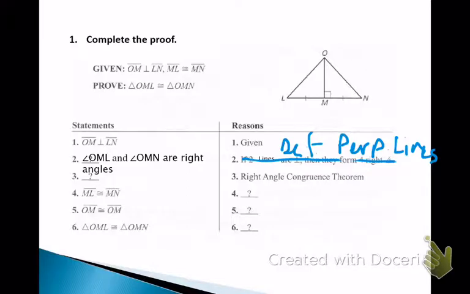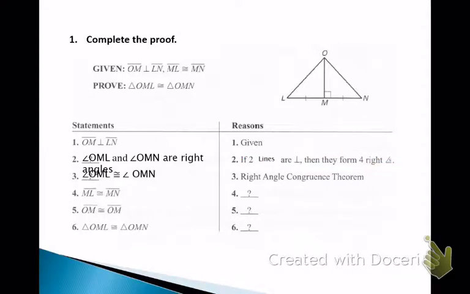Now, because angle OML and angle OMN are right angles, that means that angle OML and angle OMN are congruent, and that's because of the right angle congruence theorem. All right angles are congruent. So what that means is we've got a pair of congruent angles here, and when we write in our next given, which is here, ML and MN are congruent, now we've got a pair of sides that are congruent.